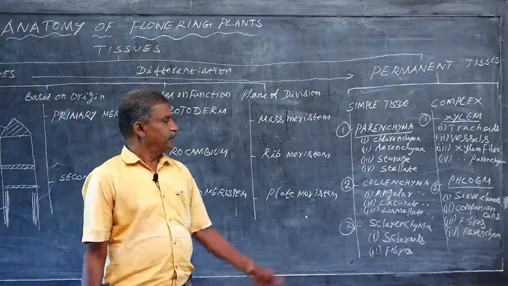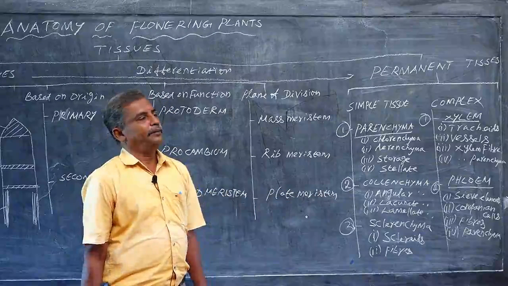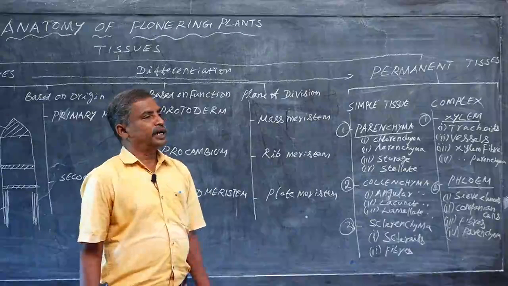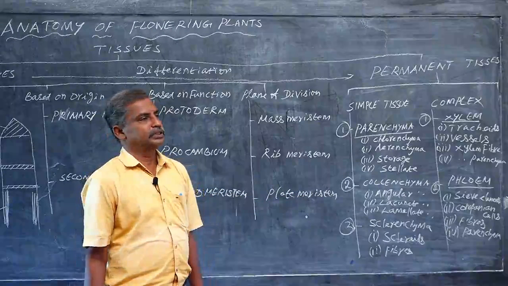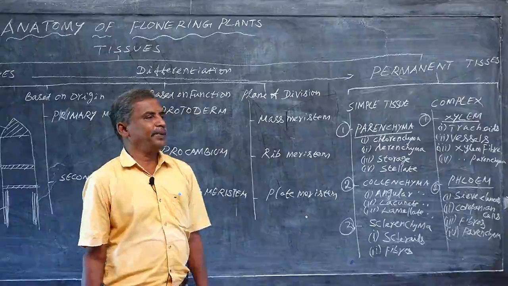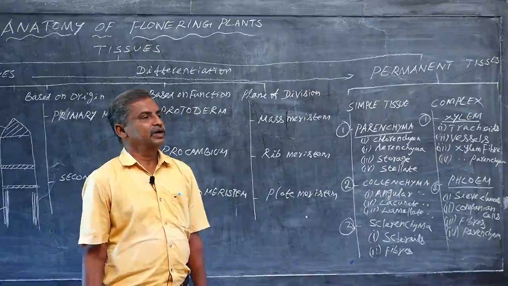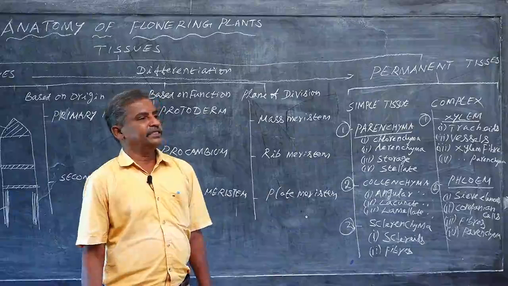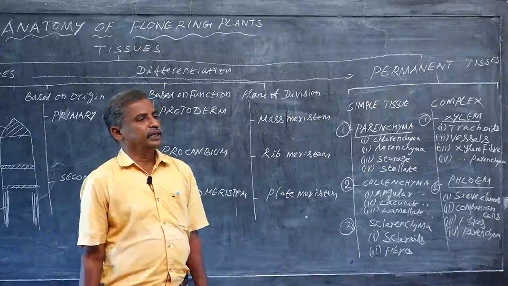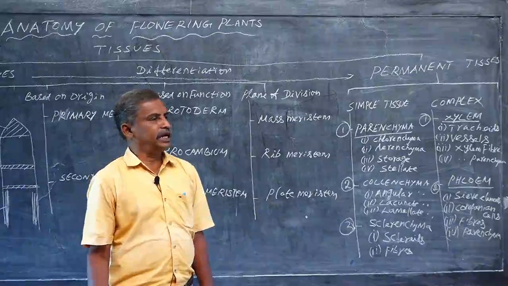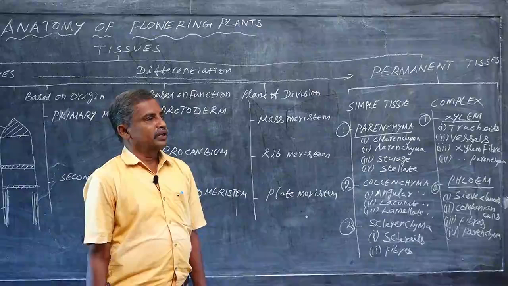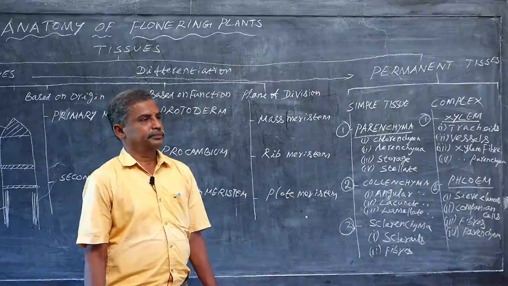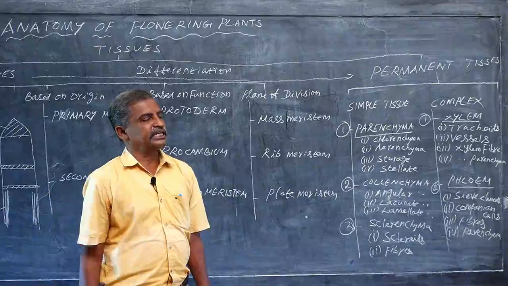Then the next one is the companion cells. The name itself indicates that they assist food conduction for the sieve elements. The companion cells are living cells found adjacent to the sieve tube. They have a cell wall, then cytoplasm, and a conspicuous nucleus. It helps sieve elements to conduct food materials, so it is called a companion cell. It is a living tissue.